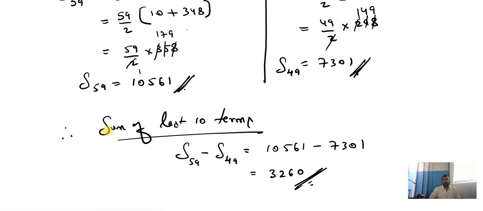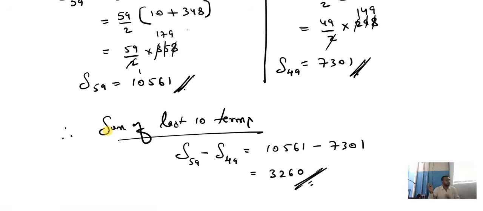Is it difficult? No, sir. Concept is clear? Yes, sir. Whenever they give Sn, first you find A1, then you find S2. By using S2, find A2. When you know A1 and A2, you will get d. Then they are asking to find the nth term, the An formula. In the nth term, no n is there. Keep n only.